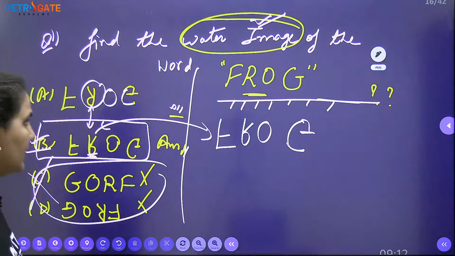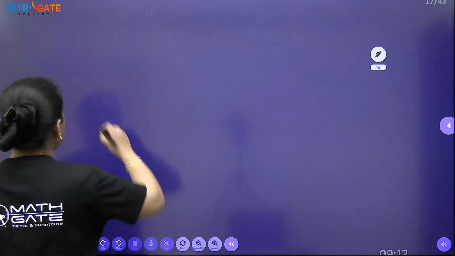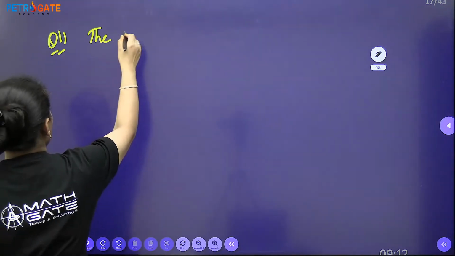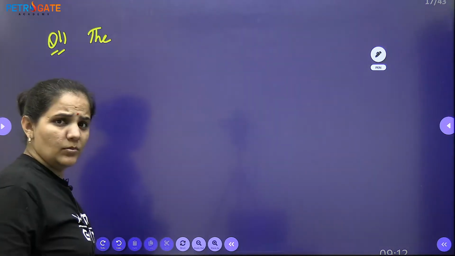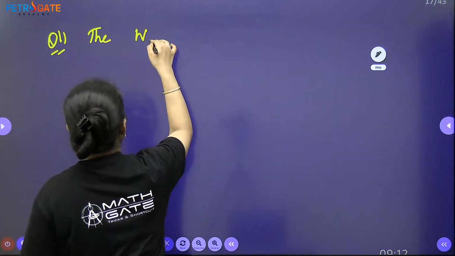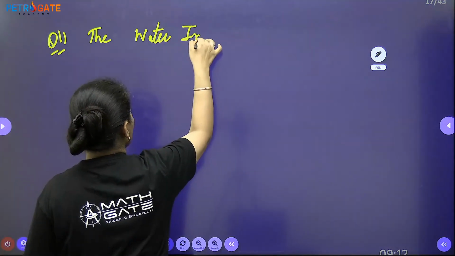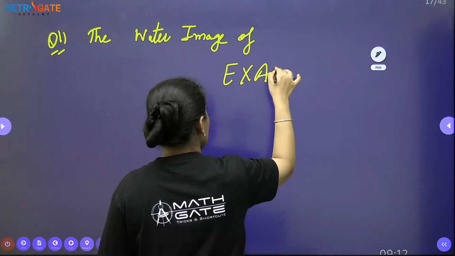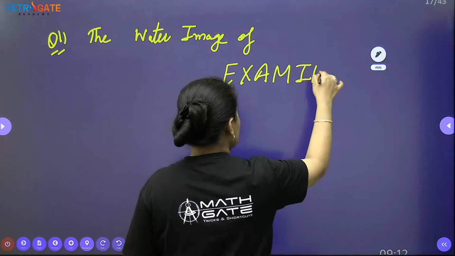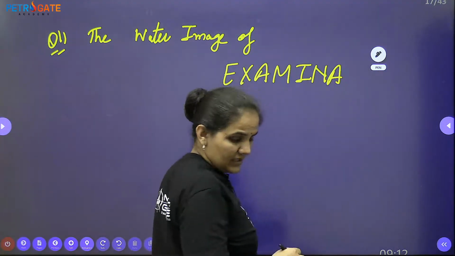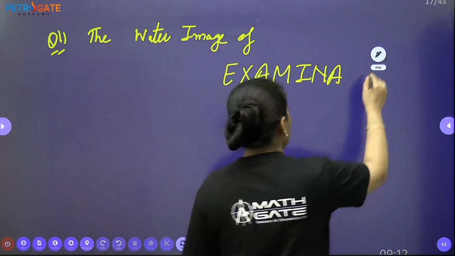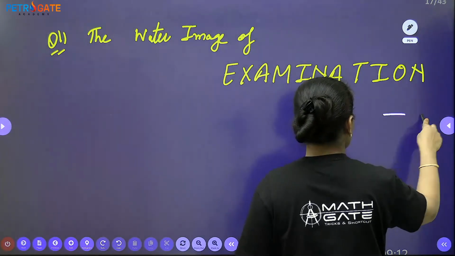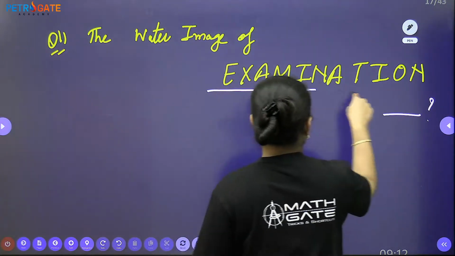Now, this time I'm having a big word: examination. Let's find out the water image and mirror image both. Can we go for both? Let's find the water image first, then we will try to find out the mirror image also. Water image of examination. E-X-A-M-I-N-A-T-I-O-N. Is it examination? Yeah, it is.